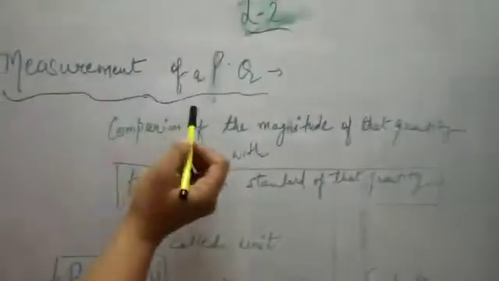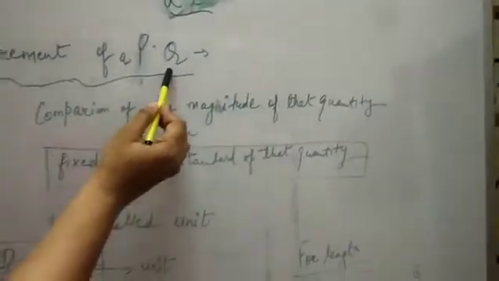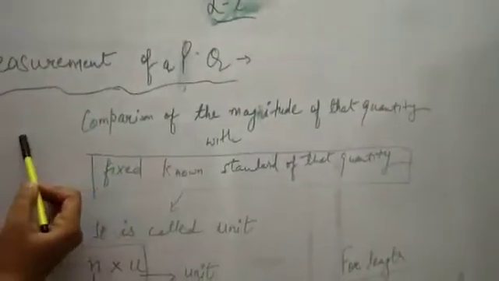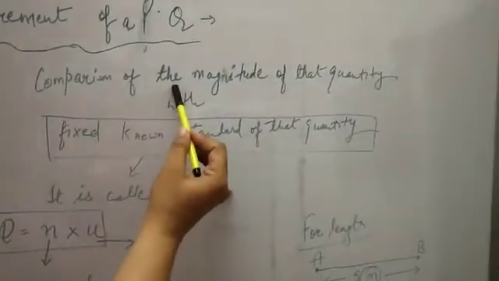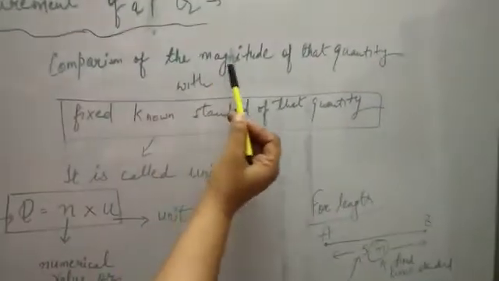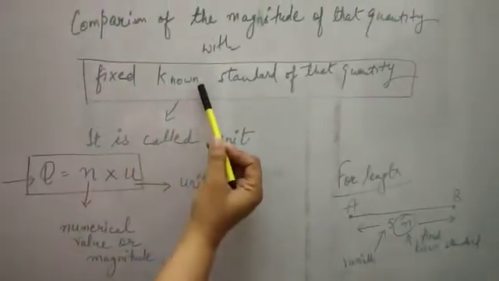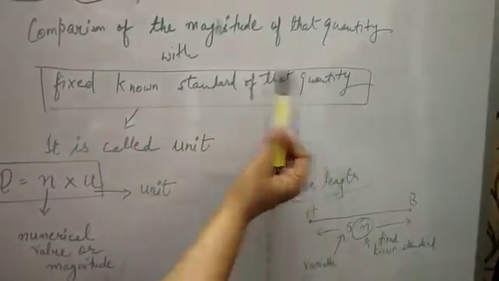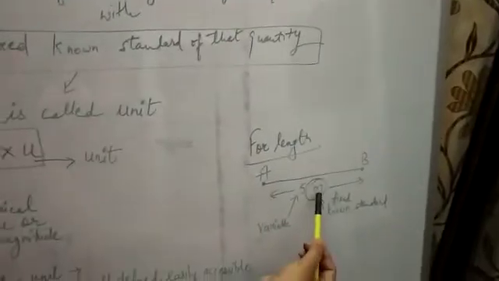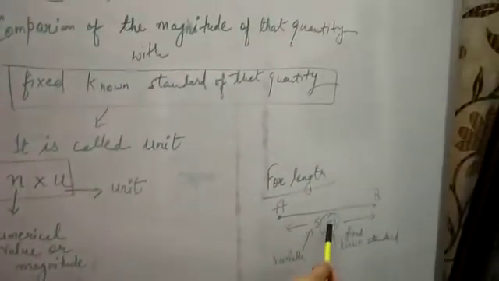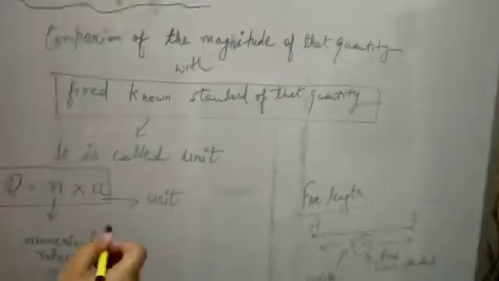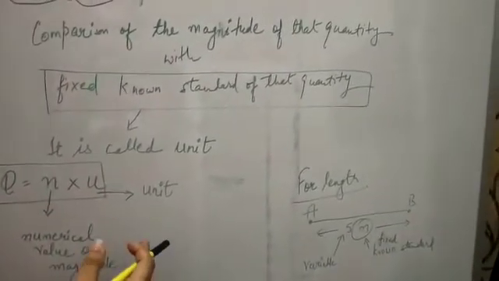So if we want to measure a physical quantity, we will say that it is the comparison of the magnitude of that quantity. Magnitude is the numerical value, 1, 2, 3, 100, 1000, whatever. Comparison of the magnitude of that quantity with what? Fixed known standard of that quantity. Fixed known standard is the unit that we are using, whether it is meter, centimeter, whatever, according to the shape and size of the object.